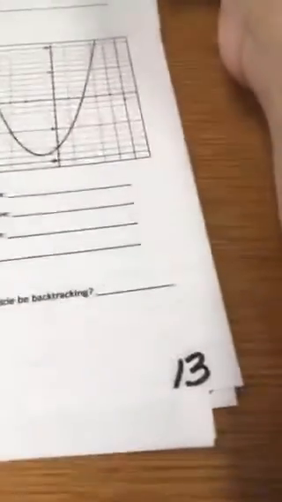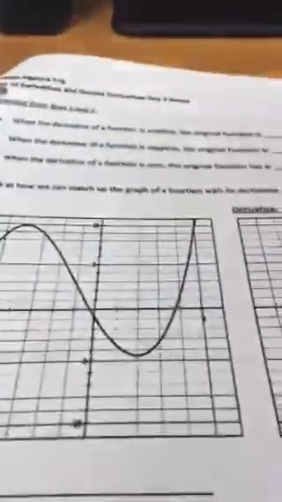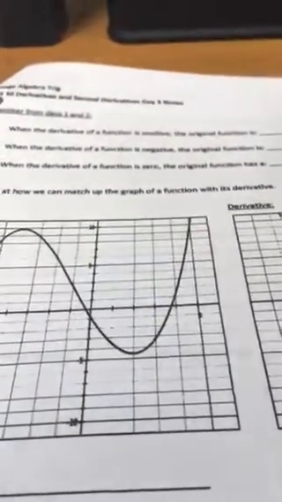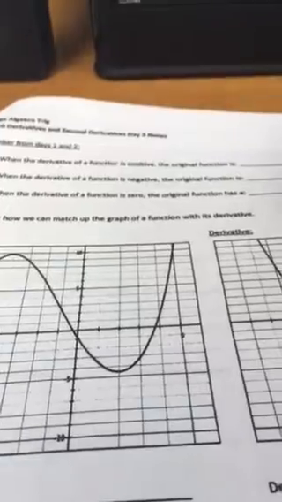All right, here we go. Page 13 of Unit 10, or the continuation of Unit 9. This is the last day of notes.